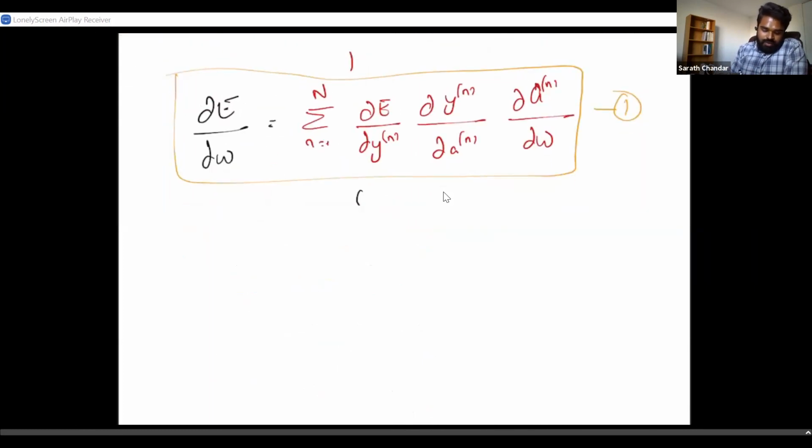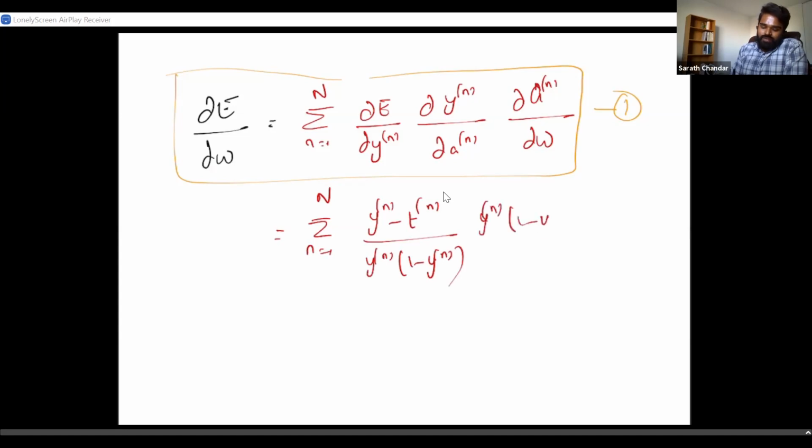Okay, so now we have this chain rule, and this essentially becomes summation over n equals 1 to N. The first term that we derived is (y_n - t_n) divided by y_n times (1 - y_n). The second term that we derived is y_n times (1 - y_n). And the third term that we derived is x_n. You can see that this cancels.